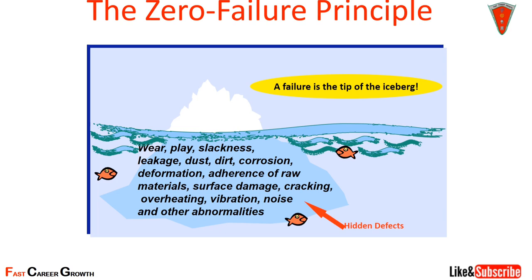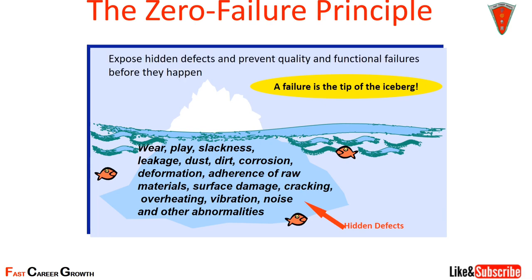These may be present within your process or in your system, in your organizations. Then you have to identify these and take actions to reduce all of them. That means finding the hidden exposure to detect the defects and to prevent quality and functional failures before they happen. This is the zero failure principle.